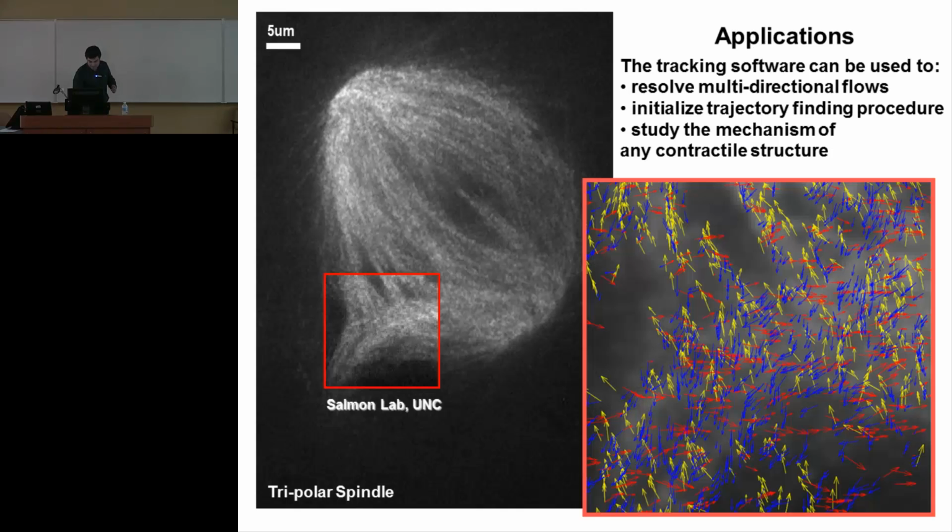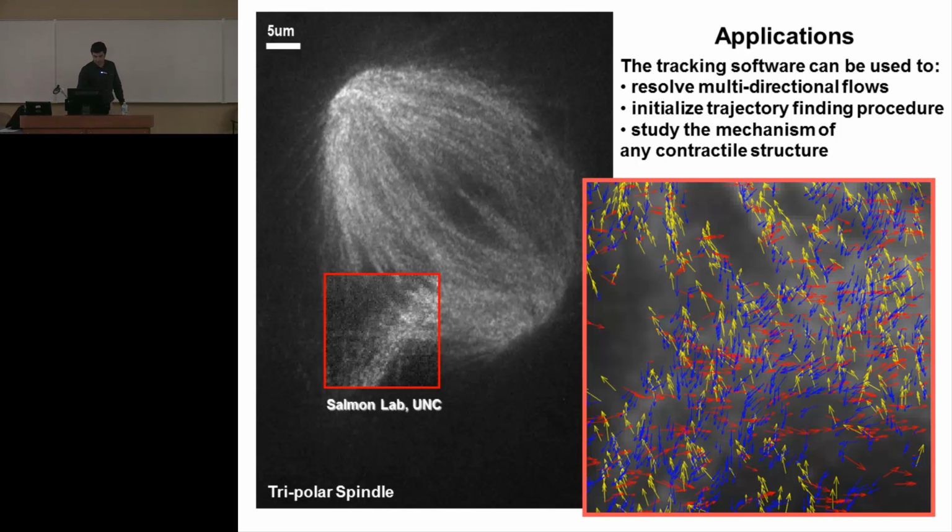Another application was to study three-directional overlap flow. That's the same scenario. The only difference here is that part of the structure was glued to the cover slip during imaging, so we got a third direction. So I could resolve the 3 flows.